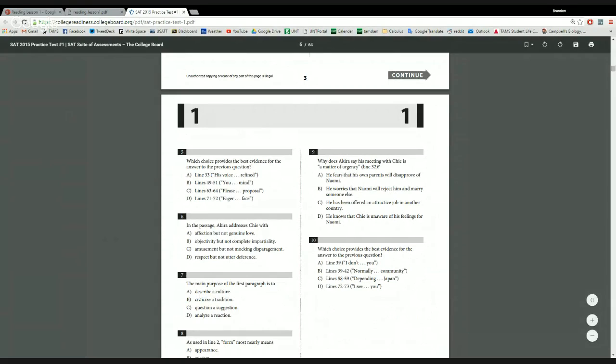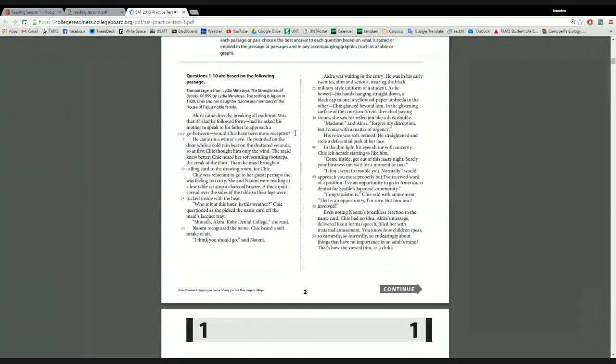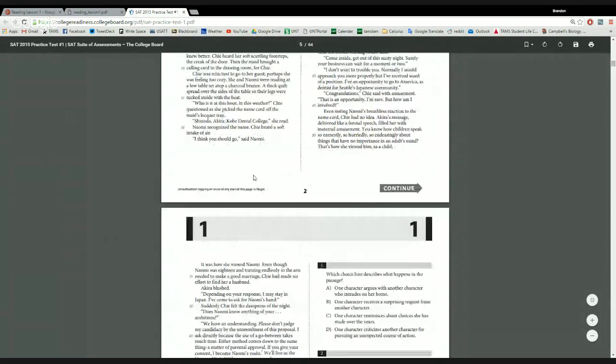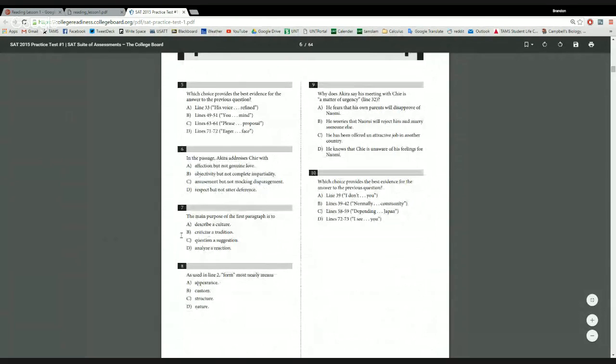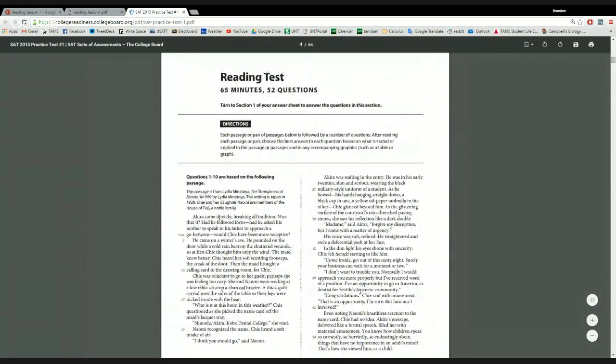Is it criticizing a tradition? It seems that there are a few rhetorical questions used here, not exactly criticizing, and there's no harsh or negative tone used here, so we can go ahead and cross B out as well. So A and B are gone. Is it questioning a suggestion? Let's see.